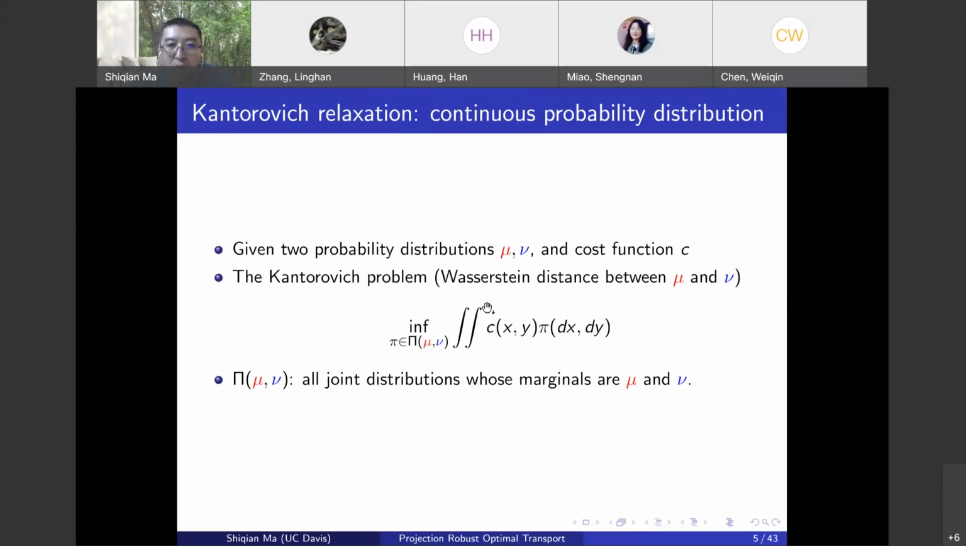Okay, so you can see here I have an integral. This part is actually to take the sum of the cost when you want to move the sand from X to Y. And this pi here, that's the transportation plan. Okay, so this notation here, this is a set. This is the set of all the joint distributions whose marginals are mu and nu.